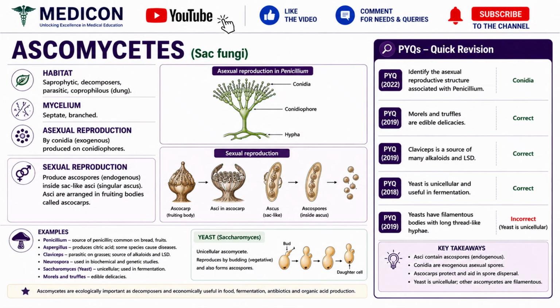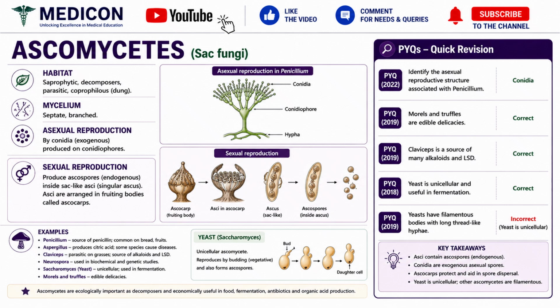Now comes the Ascomycetes. Ascomycetes are also called sac fungi. Why they are called sac fungi, we are going to see, because sexual reproduction happens in a sac-like structure called asci, and that is why they are called Ascomycetes. The habitat is that they are saprophytic, decomposers, parasitic and coprophilous. It means they grow on dung. The mycelium is septate and branched, and asexual reproduction happens by conidia produced exogenously on conidiophores.